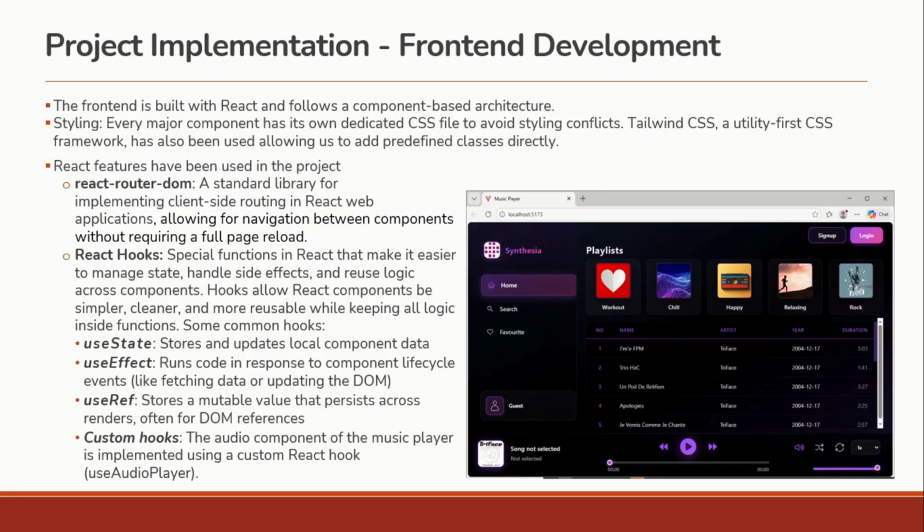Some of the common hooks that are used are useState. useState stores and updates local component data. useEffect, which runs code in response to component lifecycle events like fetching the data or updating the DOM. useRef, this stores a mutable value that persists across renders, often for DOM references.